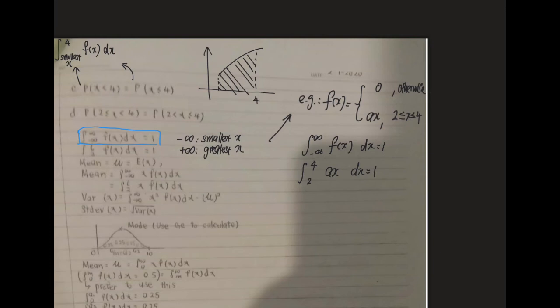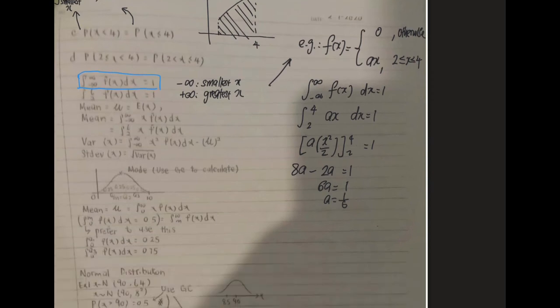So after that, you integrate. Integrate x becomes x squared over 2, from 2 to 4. Substitute with values. Substitute 4 into x, you get 4 squared over 2, 16 over 2, which is 8, so 8a. Substitute 2 into x: 2 squared over 2 is 4 over 2, which is 2a. So 6a equal to 1. A equal to 1 over 6. So you can get the a.